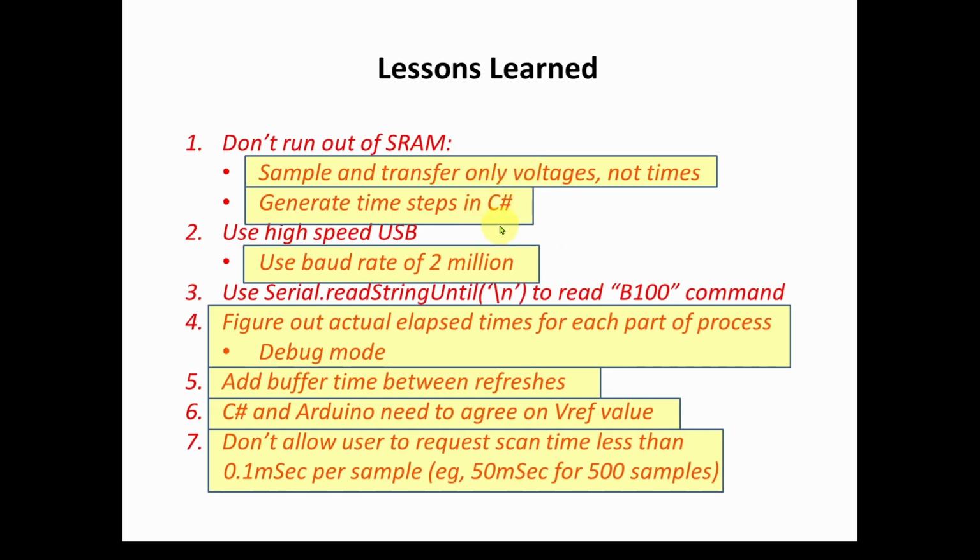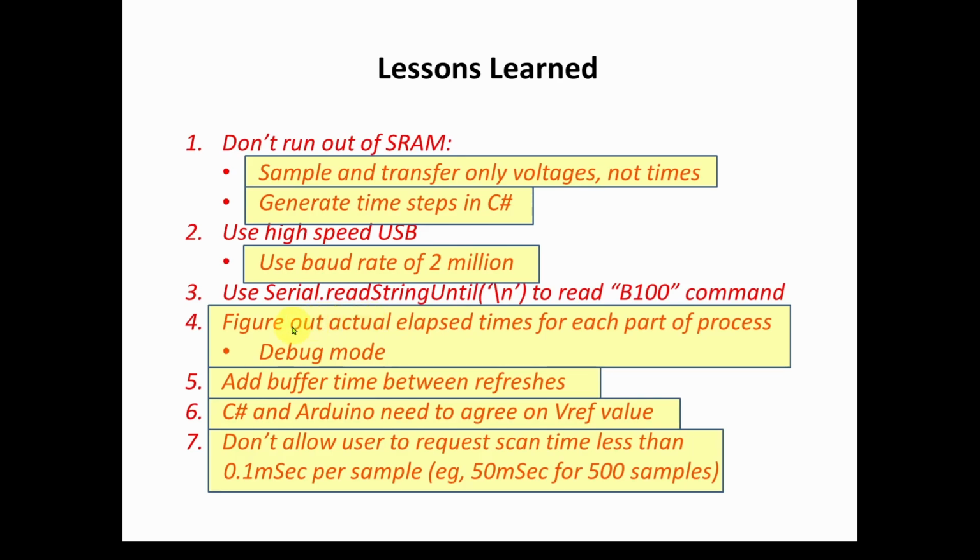Now, some of the lessons we learned in the previous videos that we're going to have to implement here, we decided we're going to sample and transfer only the voltages, not the times for each sample. That's going to save us a lot of RAM on the Arduino. And then we're going to generate the time steps in our C# application. Since we know what the scan time is going to be and how many samples, we can generate time steps. We also decided we're going to use a baud rate of 2 million. We talked about that in the previous video. We set up the Arduino for a high-speed baud rate on the USB.